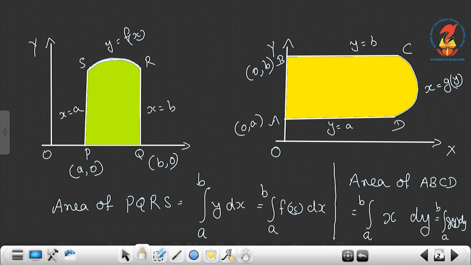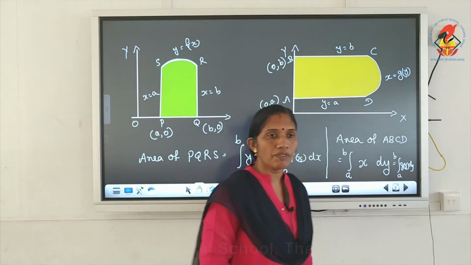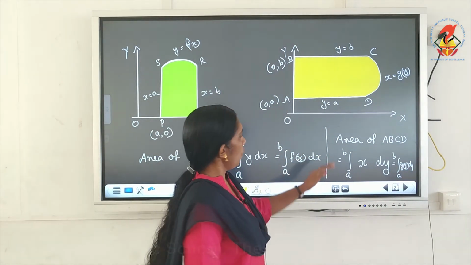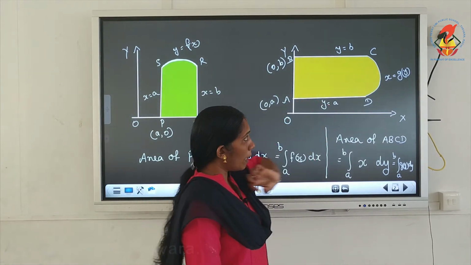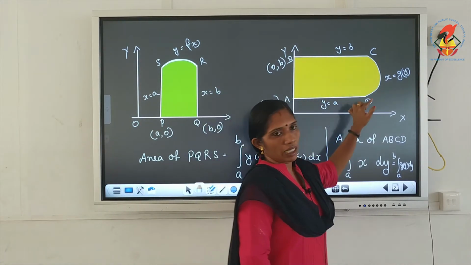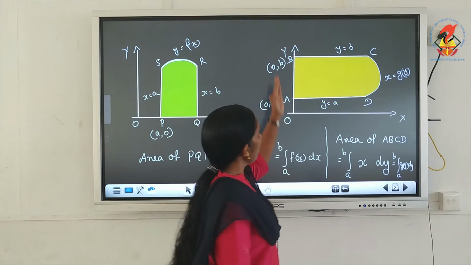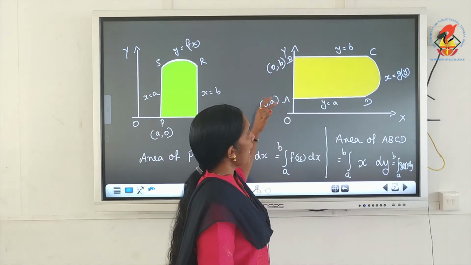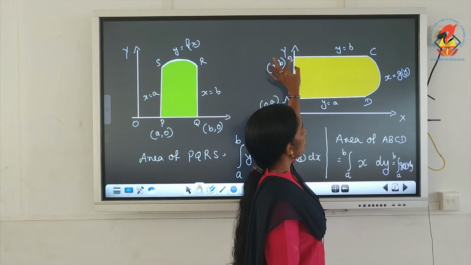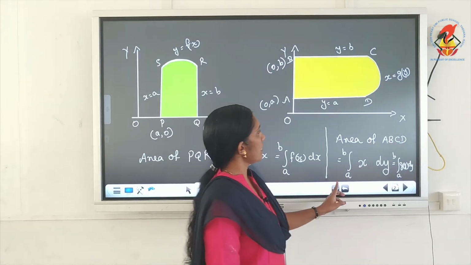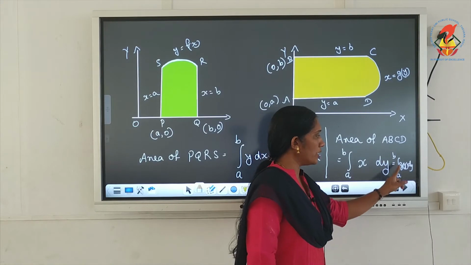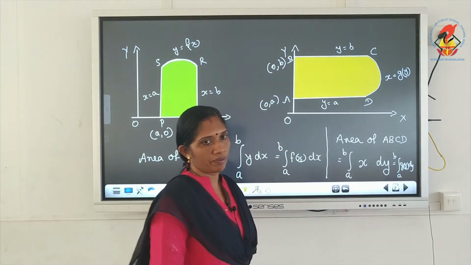So g of y is in terms of y, so we can integrate with respect to y. So what is this one? It is the area enclosed by, or area bounded by, the curve x is equal to g of y, the y-axis and the lines y is equal to a and y is equal to b. So its area is equal to the integral a to b g of y dy.